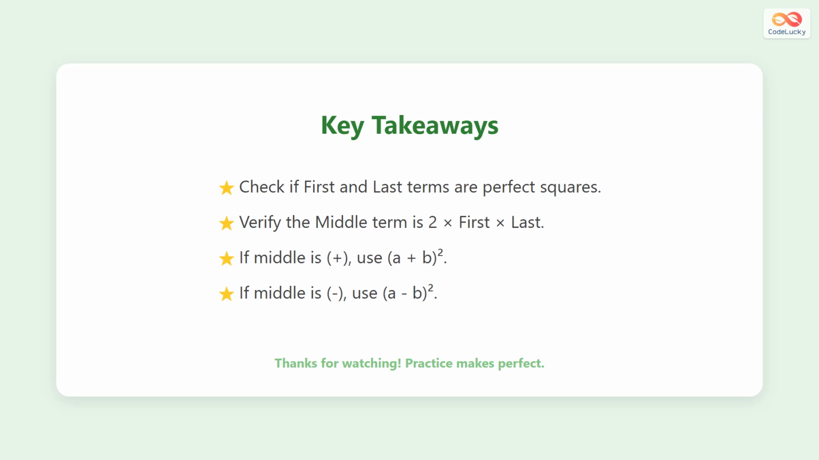To summarize, always check the first and last terms first. Then verify the middle term is double the product of the roots. Watch your signs. A positive middle means plus, and a negative middle means minus.